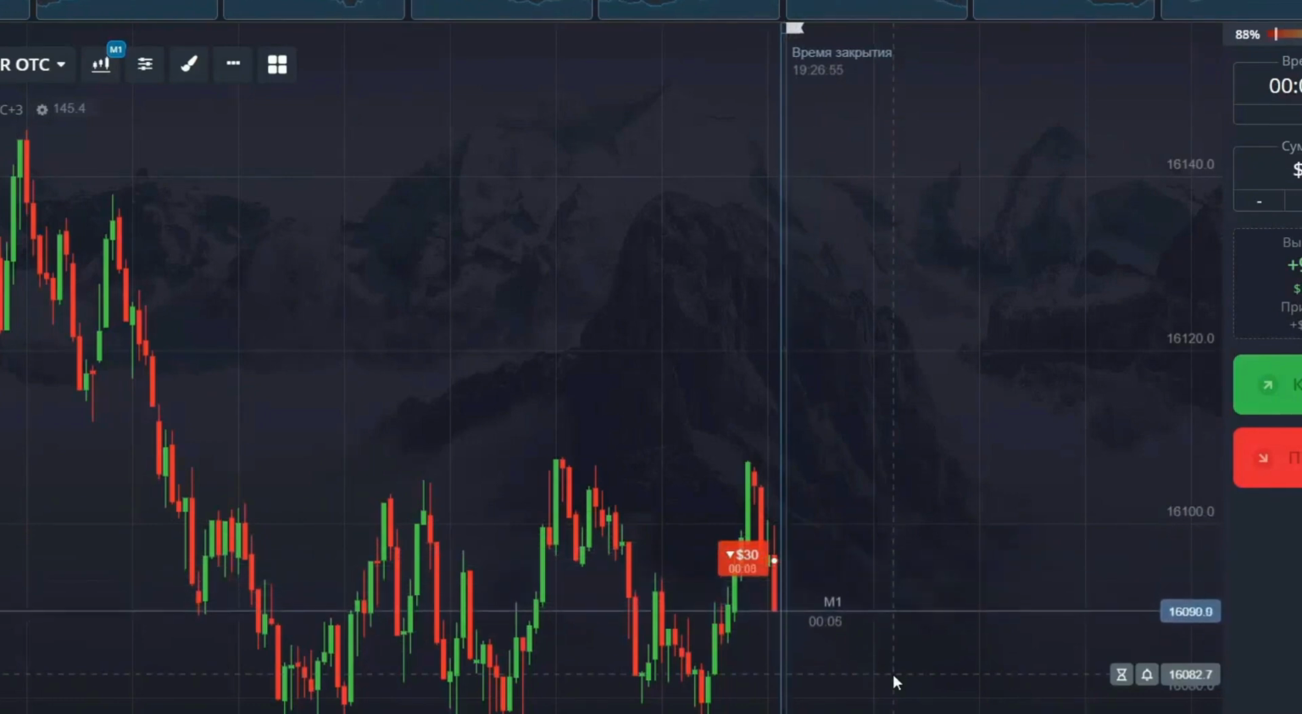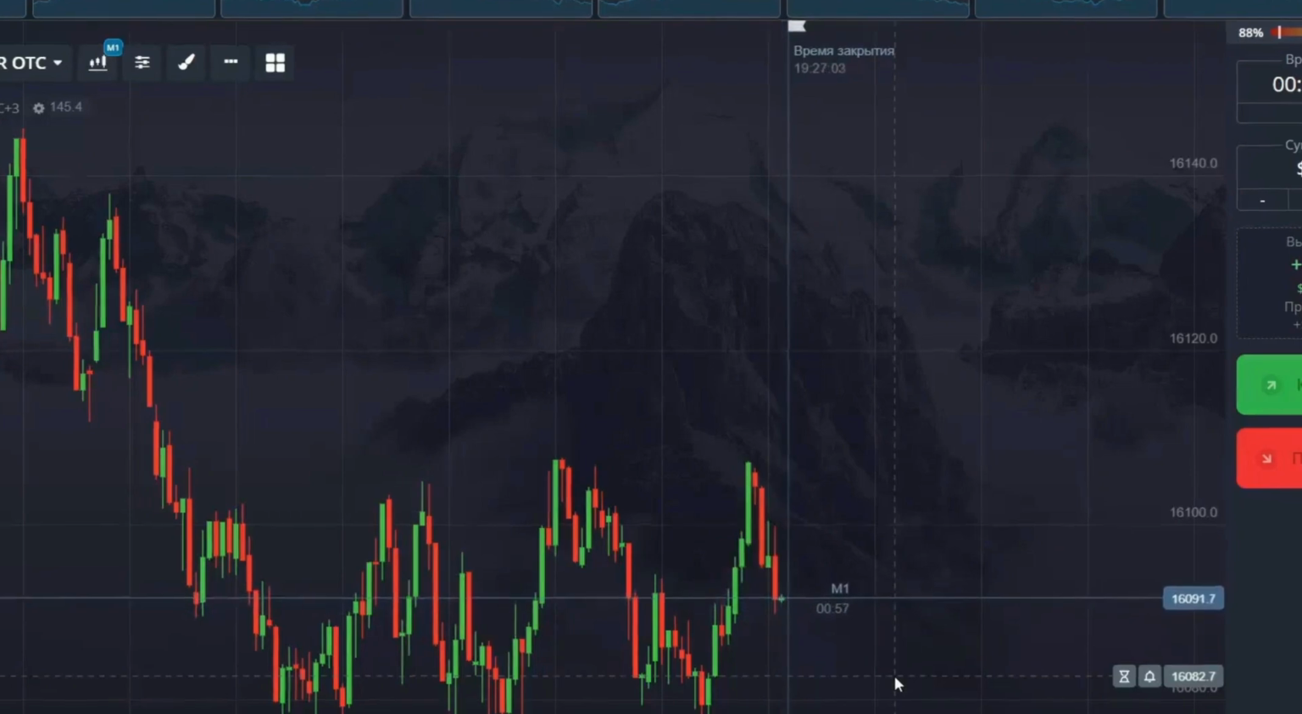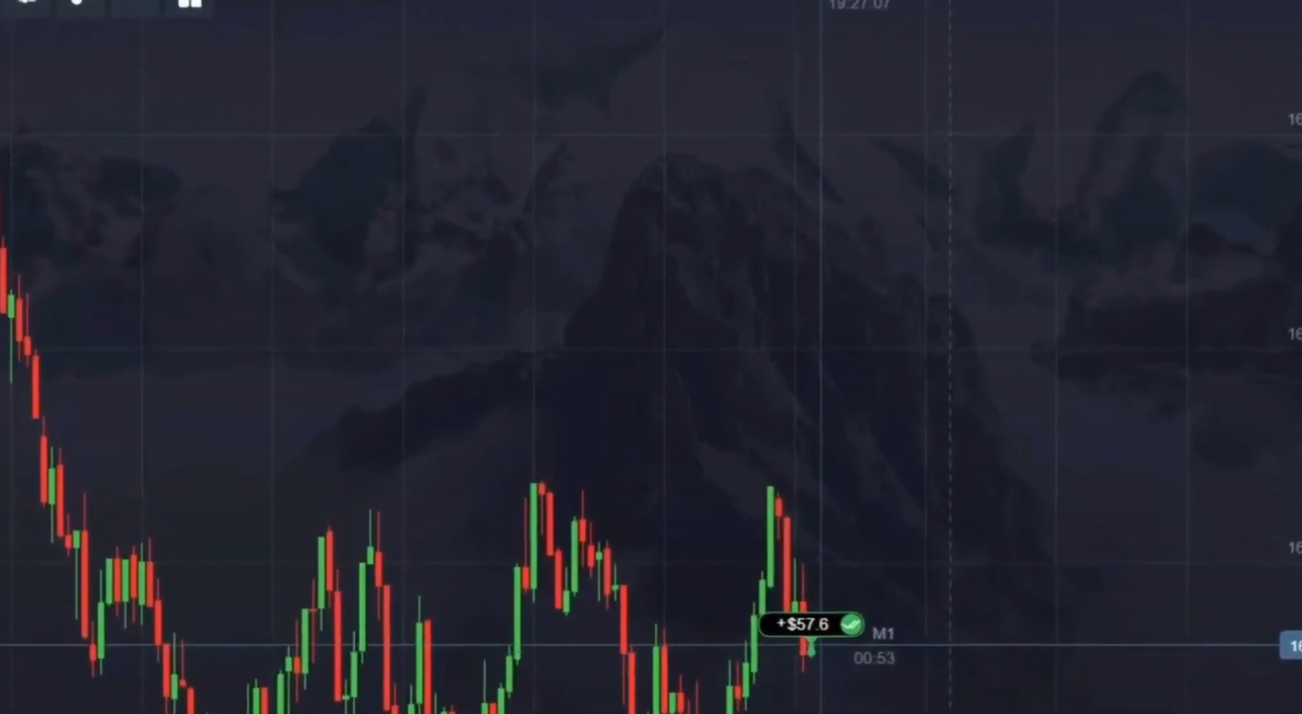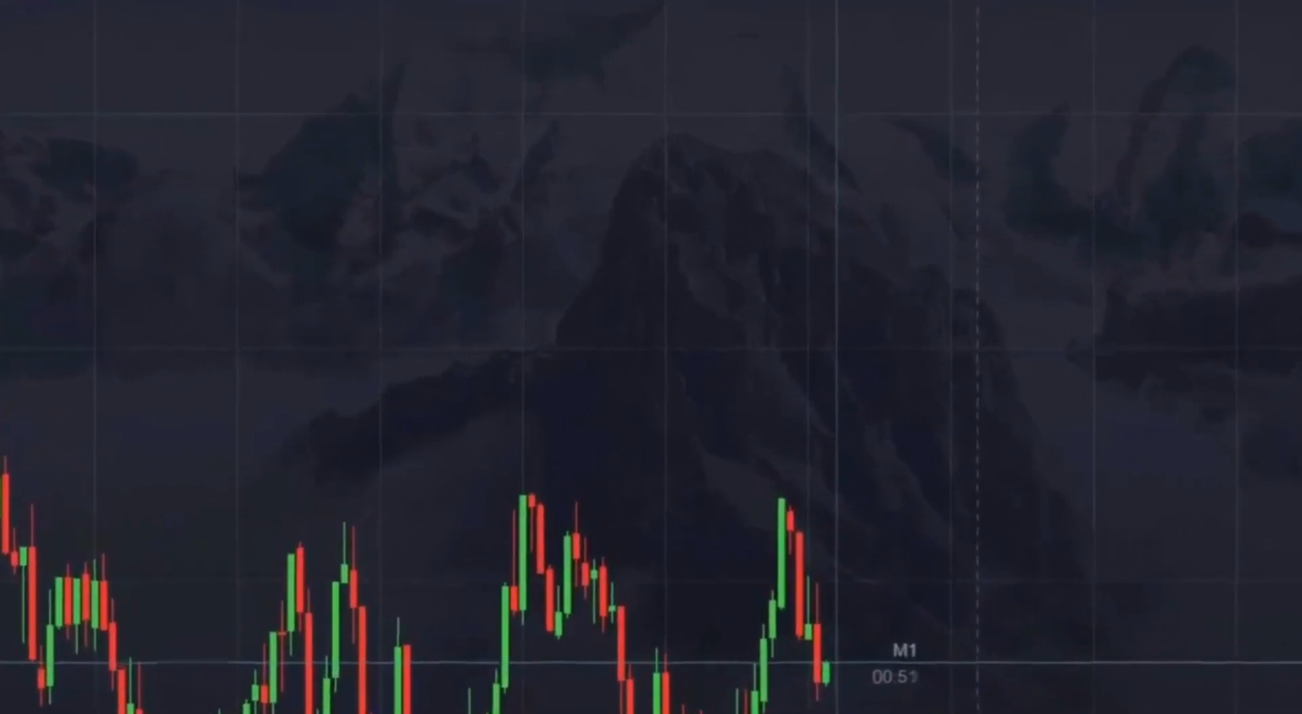Well, basically, there are less than 10 seconds left. I guess I really am thinking about this the right way. And as you can see, my theory is being confirmed. And another profit of $27.60 is added to the balance.